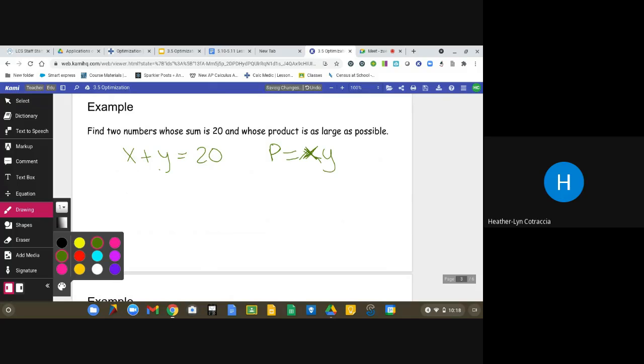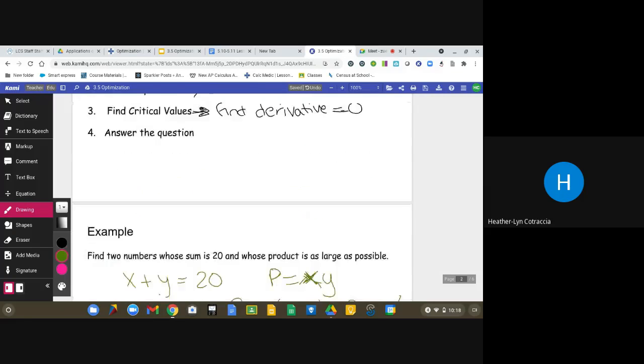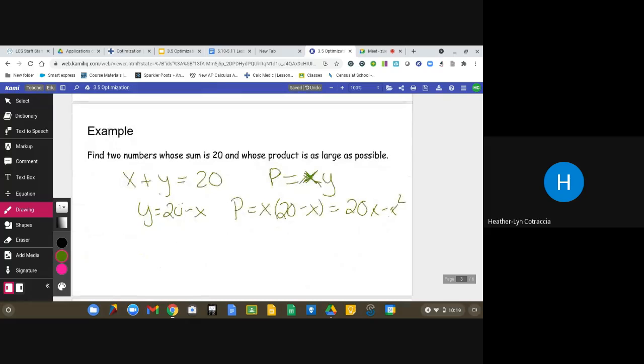So what we're going to do is use this first equation over here to solve, and it doesn't matter which one you use. I could say y is equal to 20 minus x. Then I'm going to plug that into the equation over here that I'm going to be maximizing or taking the derivative of. So P will be x, and instead of y, I'm going to write 20 minus x. Now I'm going to write that as 20x minus x squared, because I know from step 2 on the previous slide that I'm going to be finding critical values next, which means taking a derivative, and I would rather take a derivative of a polynomial than use product rule.